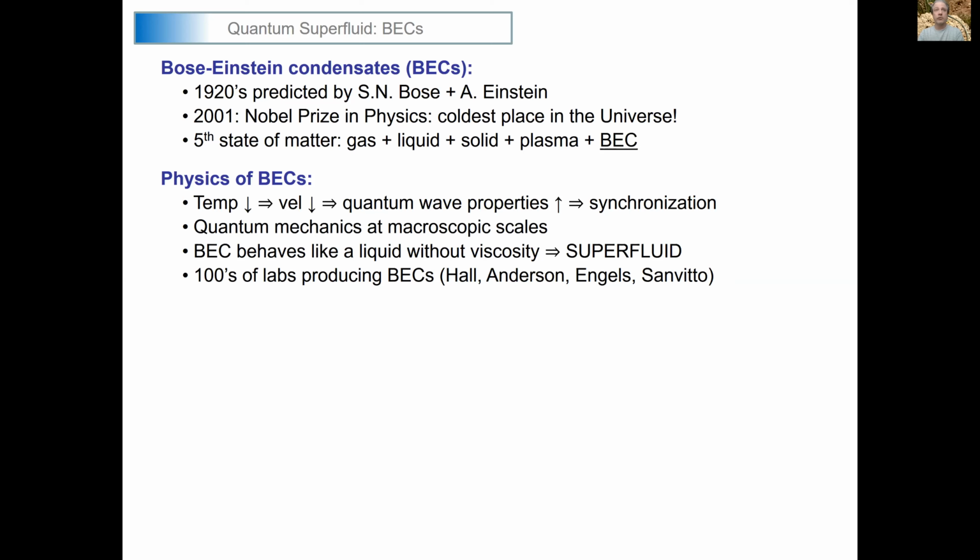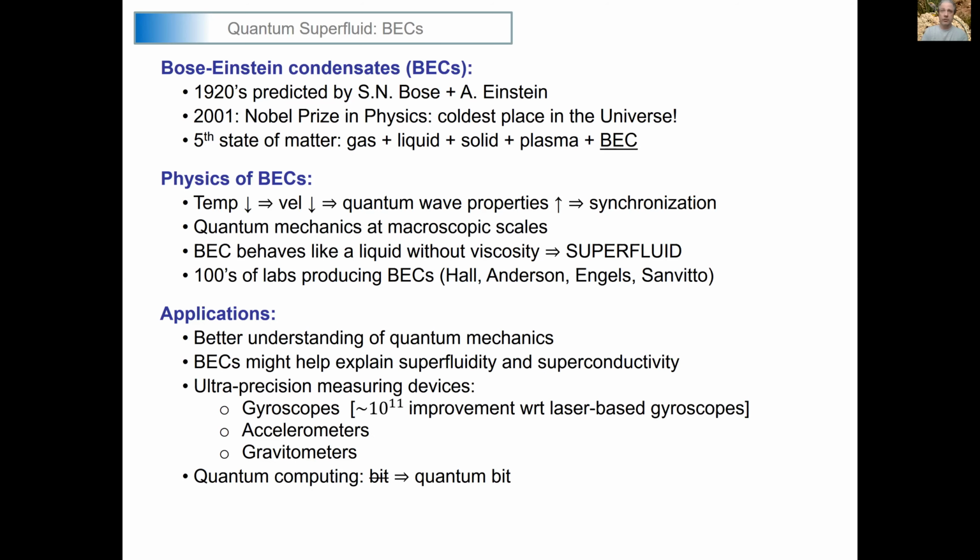BECs now are routinely produced around the world. There are hundreds of different labs that are producing BECs. I have worked with a few labs, but lately I'm working with 4 labs. David Hall at Amherst College, Anderson in Arizona, Engels at Washington State University, and Professor Daniele Sanvito from Lecce in Italy. So we're working with all these guys on their experiments.